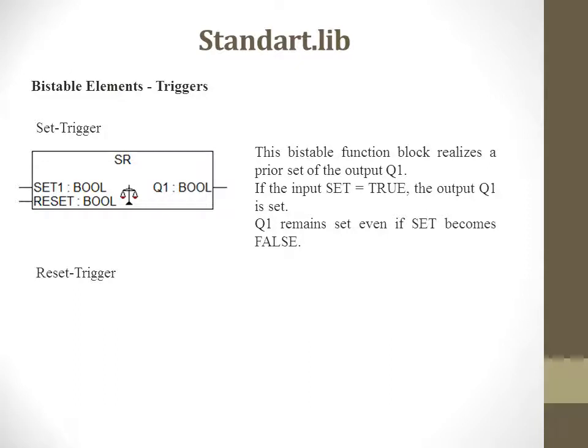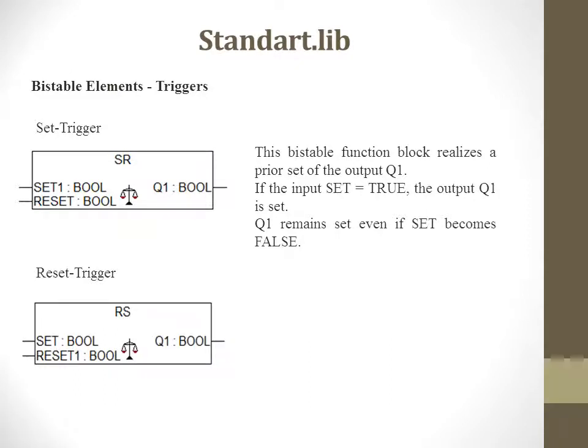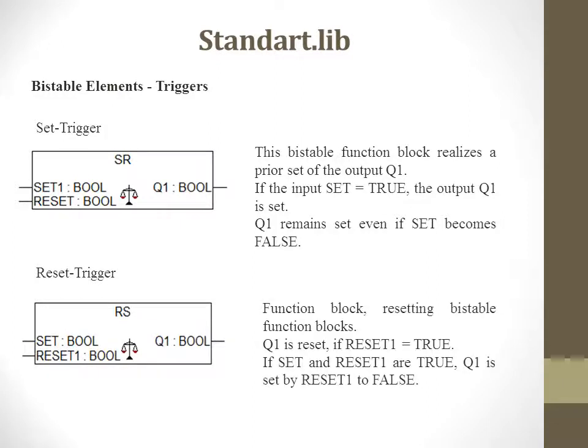Next, the reset trigger. This is the picture of the reset trigger, and we need to discuss some information about its functionality. This is a resetting bistable function block. The output is reset if the reset1 input variable is true. If set and reset1 are true, the output is reset by reset1 to false.